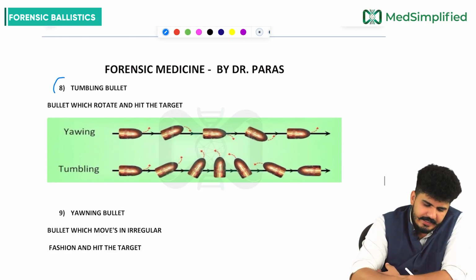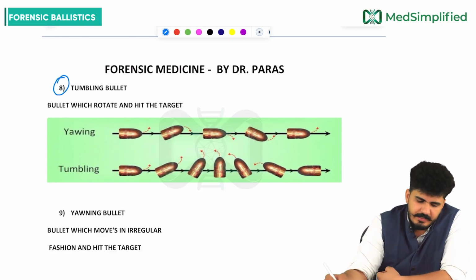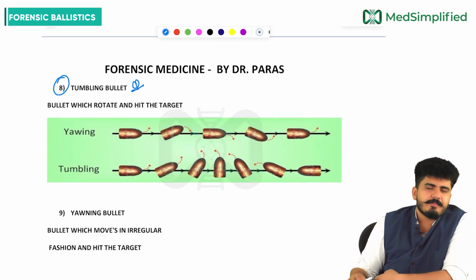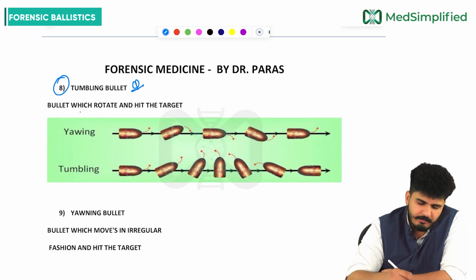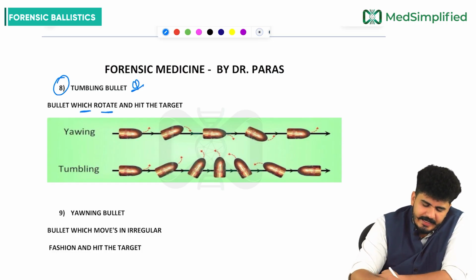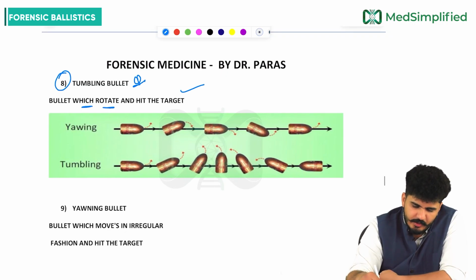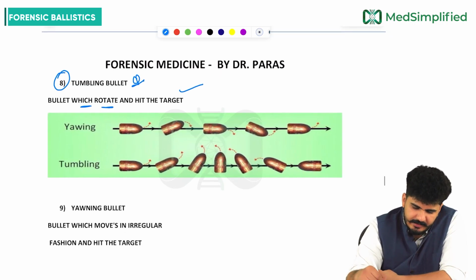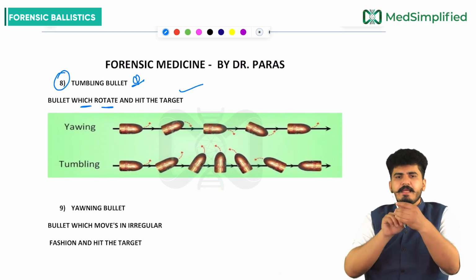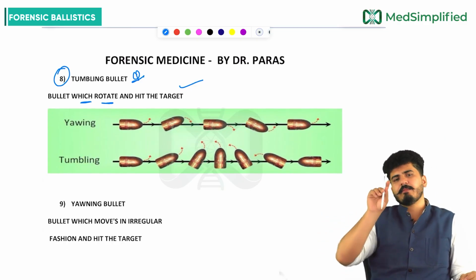Now coming to the eighth type of bullet we are having, sir. This is called a tumbling bullet. What is a tumbling bullet? A bullet which rotates and hits the target. Tumbling is the bullet rotating and hitting the target like this.